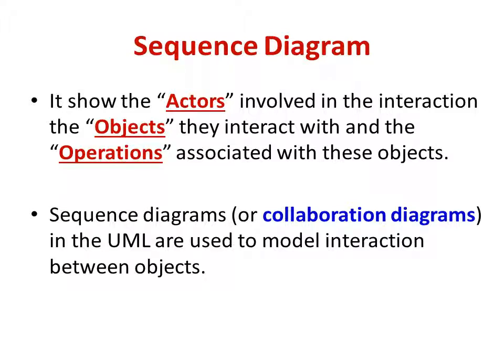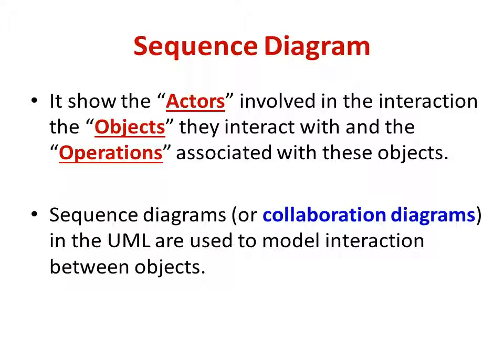Now let's start with the sequence diagram. A sequence diagram shows the actors who are involved in the interaction, the objects they interact with, and the operations associated with these objects. The sequence diagram consists of actors and objects, and the relations between these objects and actors represent the operations or methods.